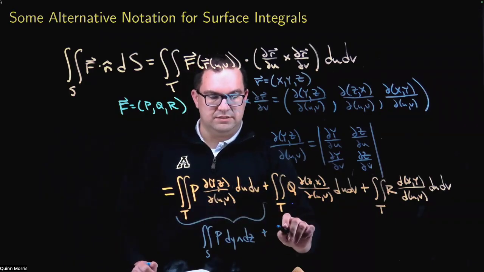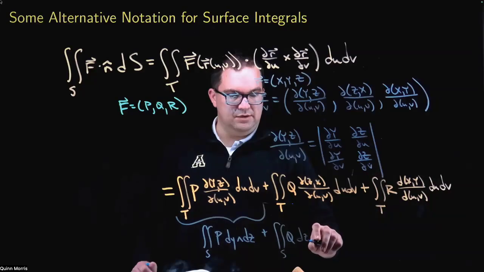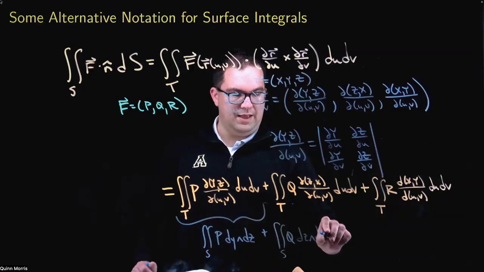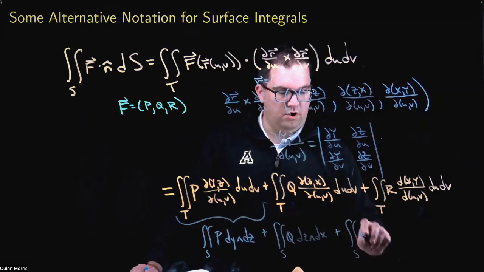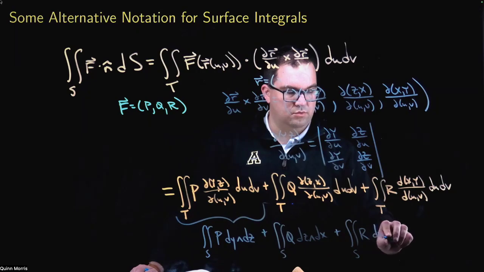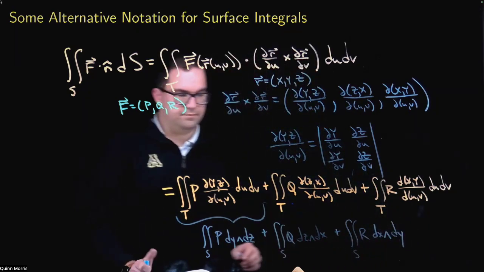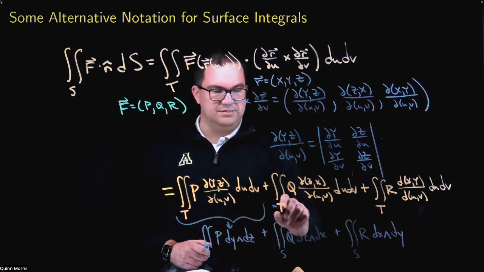Okay. Plus, then I would get a surface integral of Q dz wedge dx, plus then a surface integral of R dx wedge dy. Okay. So each of these things, we're just defining these things to mean this.